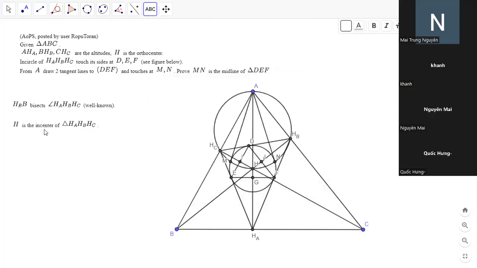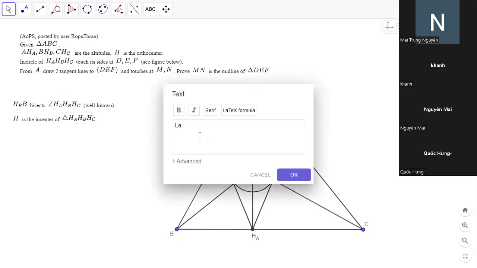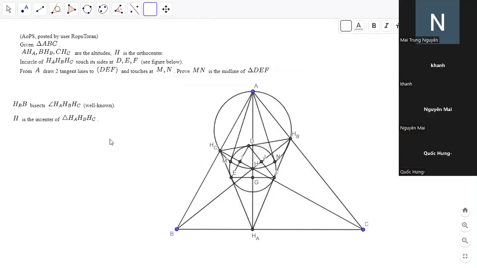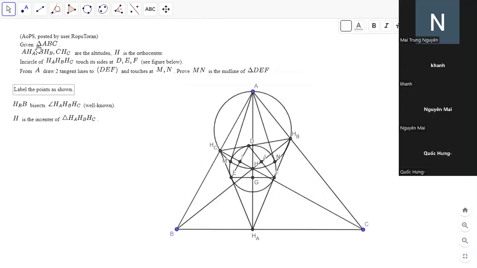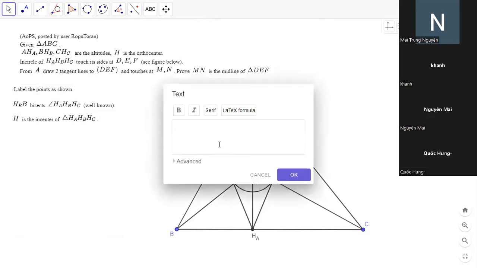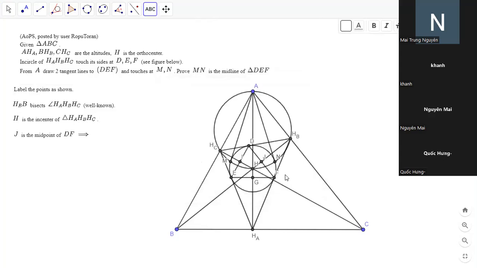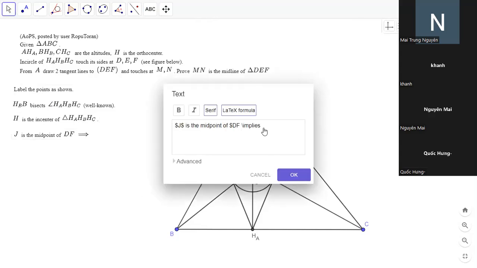And then from there, J, so I'll just say label the points as shown. Yeah, so J is the midpoint of DF. That means that H, B, J are collinear.